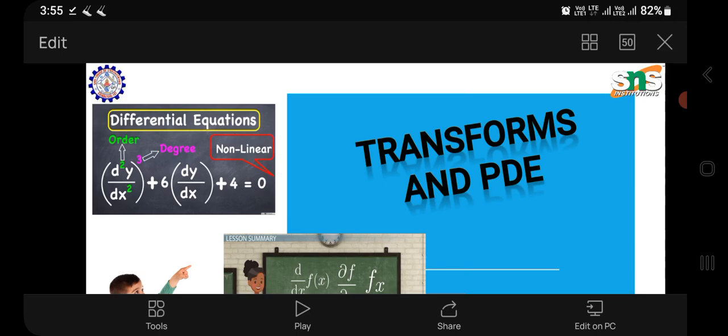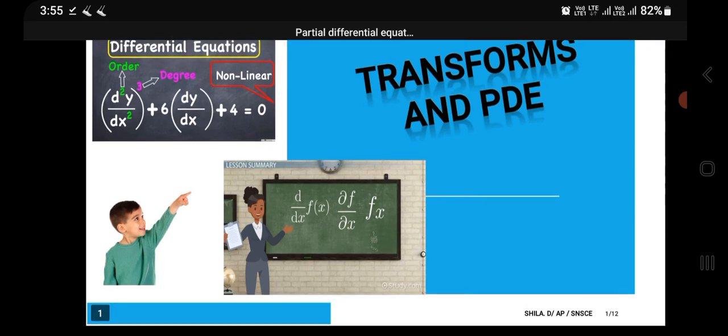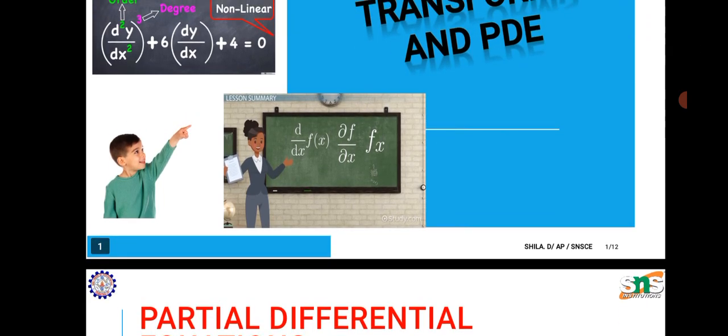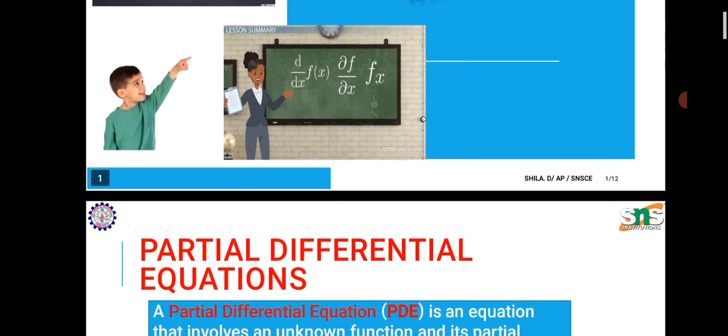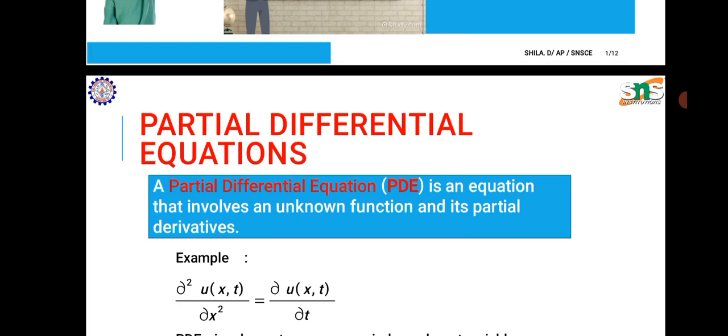Today, in this lecture video, we are going to see a topic from transforms and partial differential equations. I have chosen a topic from the first unit, partial differential equation. Before going on to this, let us see what a partial differential equation is and what the types of partial differential equation are. A partial differential equation means a rate of change of displacement, one variable with respect to the other.